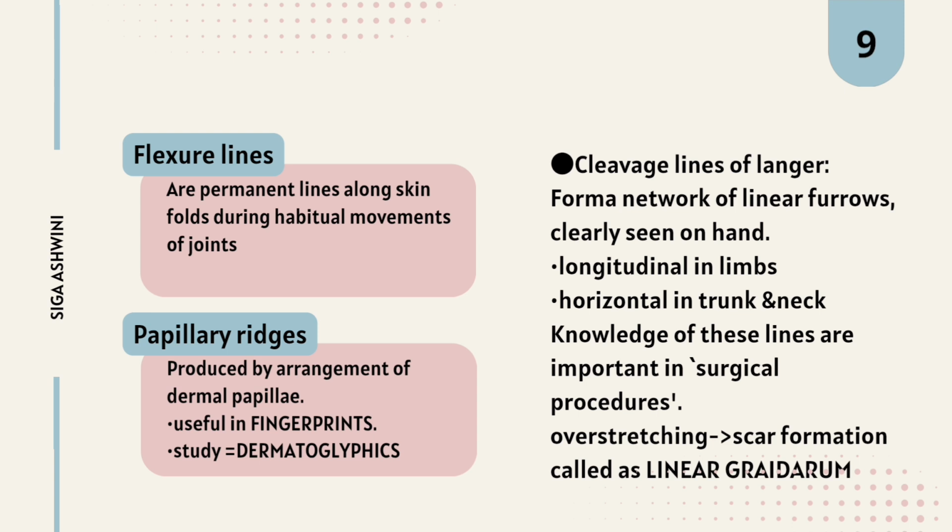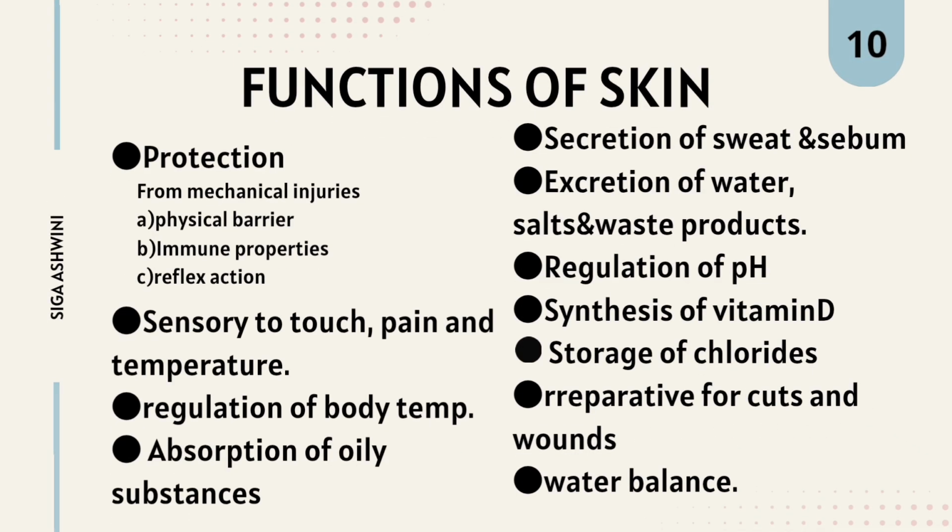And third one is cleavage lines of Langer, and these are not visible to the naked eye but clearly seen on the hand. They are longitudinal in limbs and horizontal in the trunk and neck. And these cleavage lines are useful in surgical procedures. And the most important one is the functions of skin.